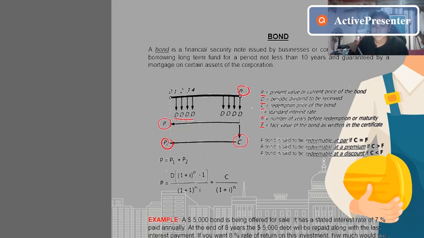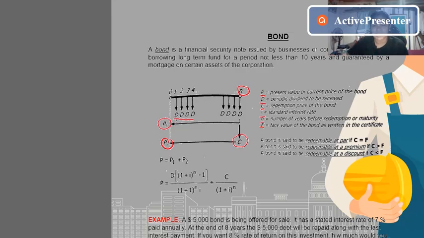C is greater than F. Therefore, our redemption price is greater than the face value of the bond. A bond is said to be redeemable at a discount if C is less than F. So, the redemption price of the bond is less than the face value.